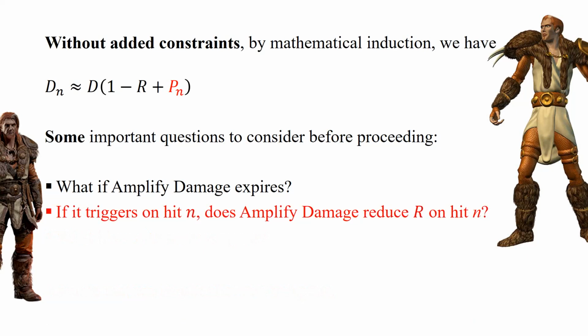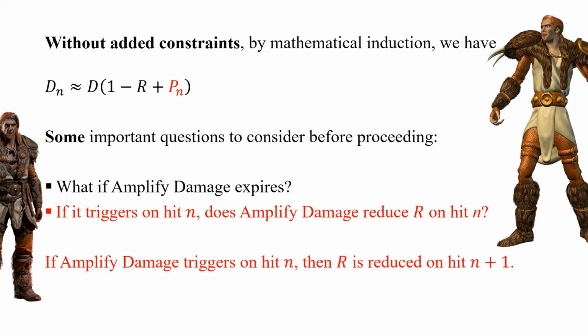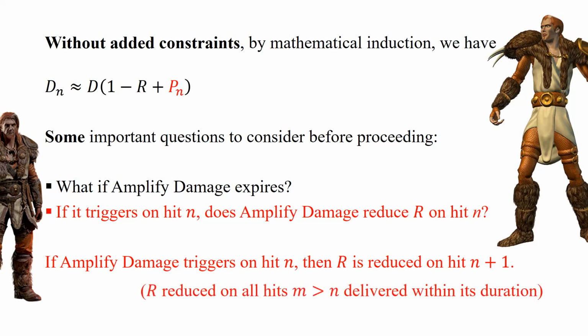So let's start with the question of, if Amplify Damage triggers on hit n, does Amplify Damage reduce the physical resistance of the target on that nth hit? That is, on the same hit that it triggers. This is actually an important question. Well, it turns out that if Amplify Damage triggers on hit n, then the physical resistance of the target, that is R, is actually reduced on hit n plus 1. More generally, R is reduced on all hits m greater than n, delivered within its duration. So for every subsequent hit, and this is fundamental for how we derive this equation, during the duration of Amplify Damage under these assumptions, R will be reduced. Hence, it will be reduced on the n plus 1th hit if the duration allows.